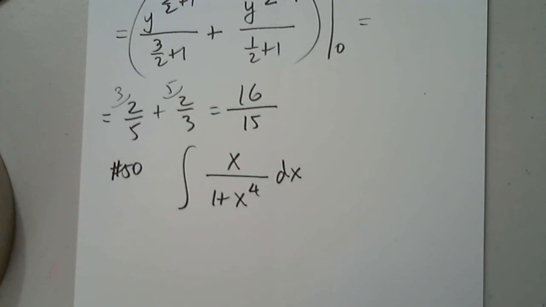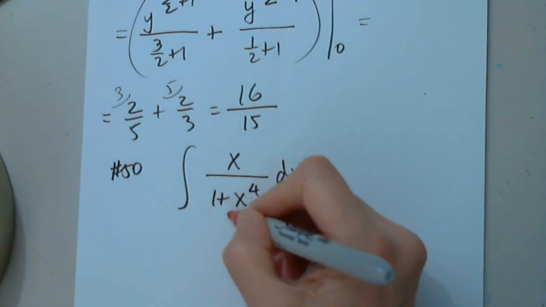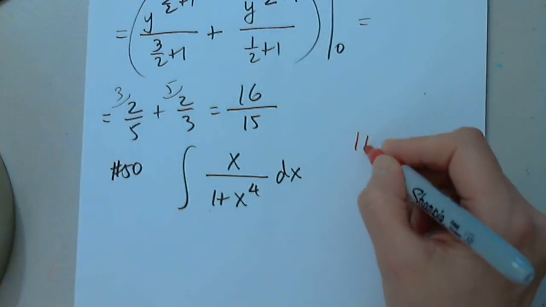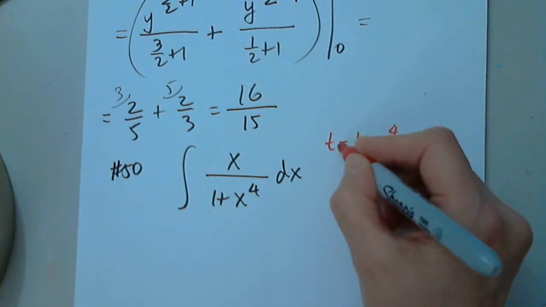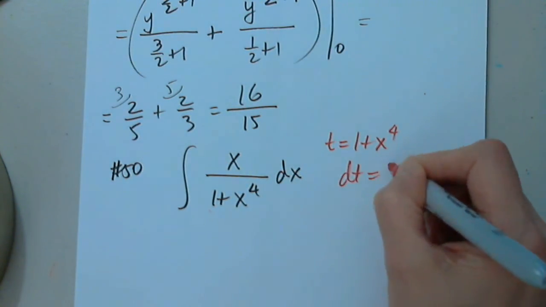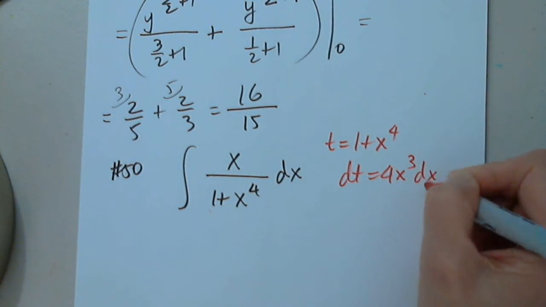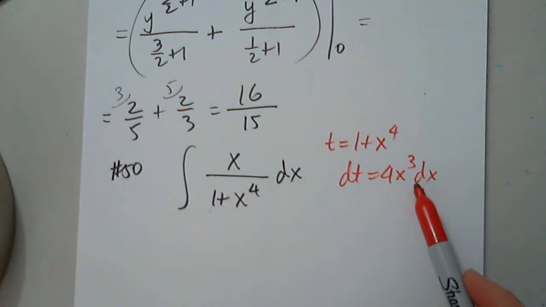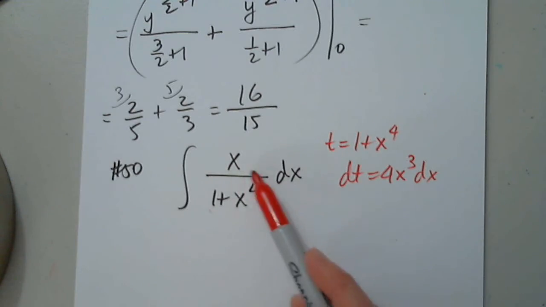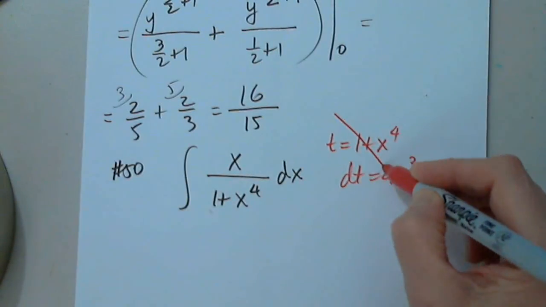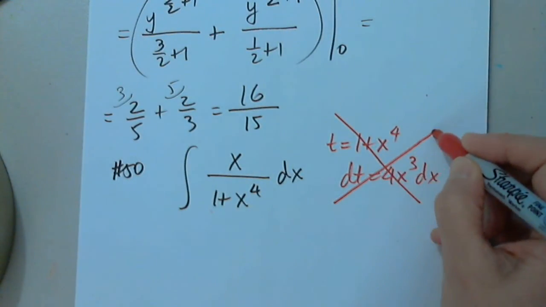Now let's think what to do. Now, if you say, I don't like this inside of a fraction, that's not going to work. Because dt will be 4x to the 3rd dx, and there is nothing I can do. I cannot make an x to the 3rd out of an x dx. This is not going to work.